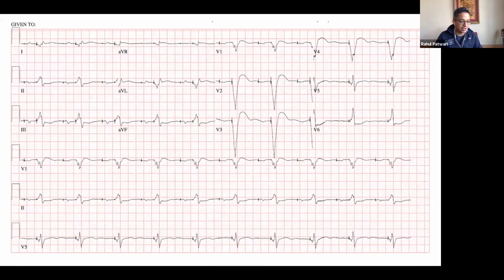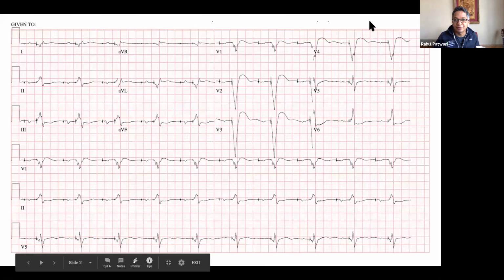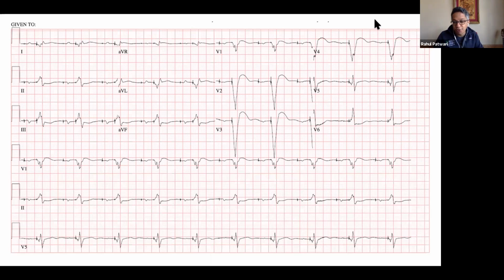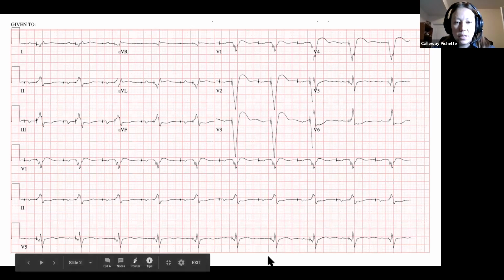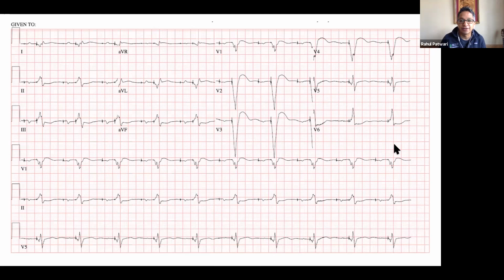What's this? What's going on in this EKG? Just yell out answers, or put them in the chat. Paced rhythm. Paced rhythm, okay. Yeah, it looks like dual, like Bill said, AV. Okay, AV paced, yeah. Left bundle branch block, wide, absolute, all of those are all true. What else?